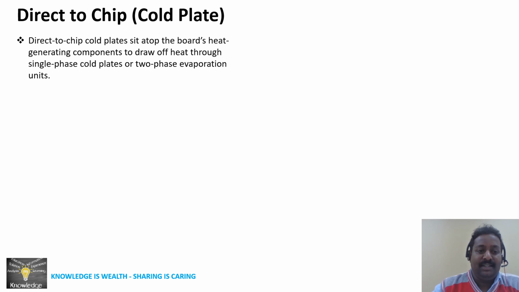Next is direct to chip or cold plate. In this technology, the cold plates are located on top of the heat sink. The server PCB heat sinks are directly used to extract the heat generated by the board. It also has single phase and two phase evaporation units.